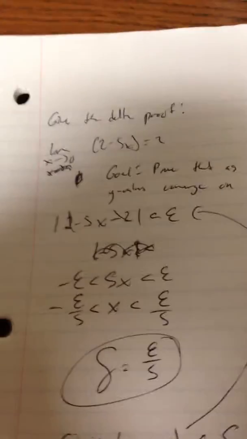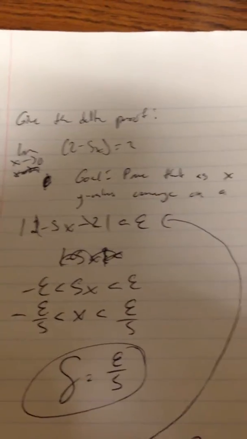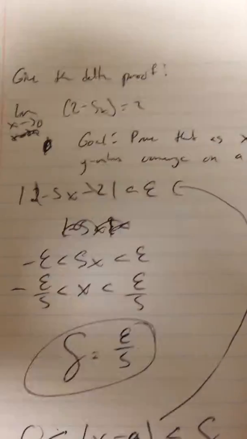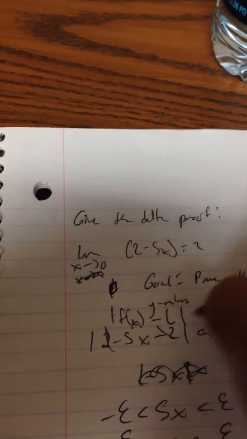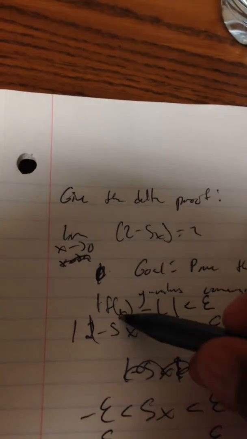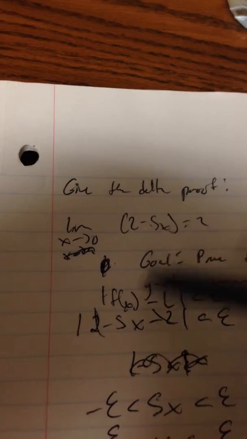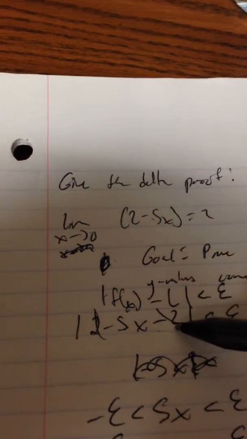So to start off the problem, the format is, hold on, let me get my pen. The format is absolute value of f of x minus your limit should be less than epsilon. So that's what I did here. If you can see my function, it's right here, 2 minus 5x, that's where I got this from. And then the limit is 2.